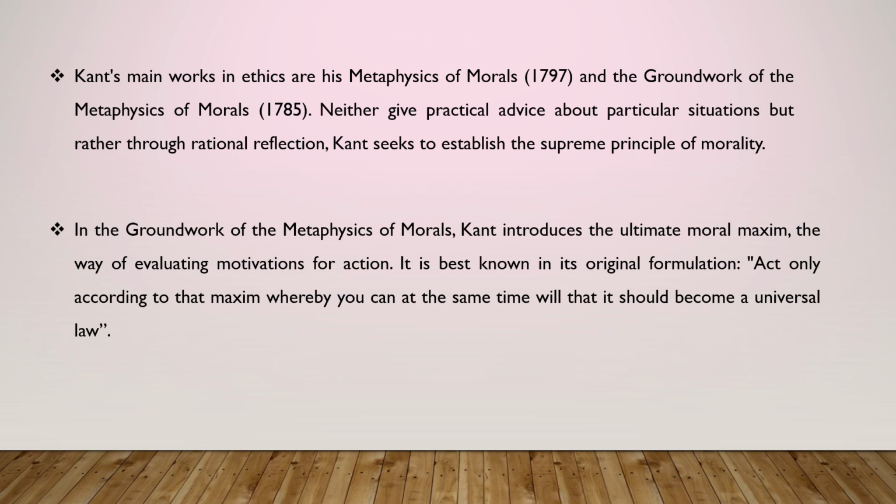Kant's main works in ethics are his Metaphysics of Morals and the Groundwork of the Metaphysics of Morals. Neither gives practical advice about particular situations, but rather, through rational reflection, Kant seeks to establish the supreme principle of morality. In the Groundwork of the Metaphysics of Morals, Kant introduces the ultimate moral maxim, the way of evaluating motivations for action. It is best known in its original formulation, that is, the maxim is this: act only according to that maxim whereby you can at the same time will that it should become a universal law.